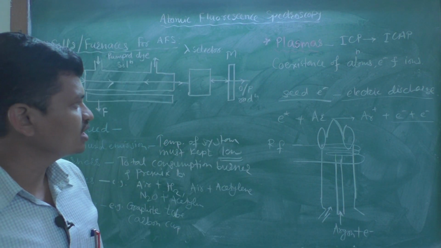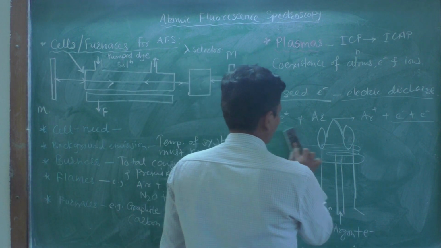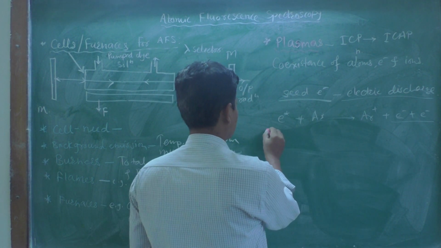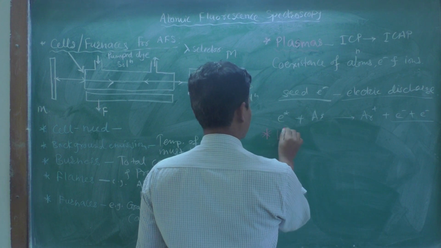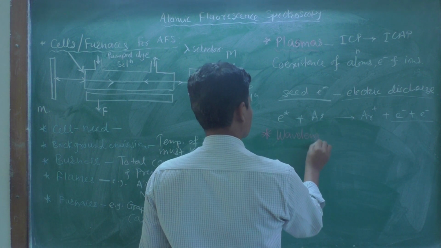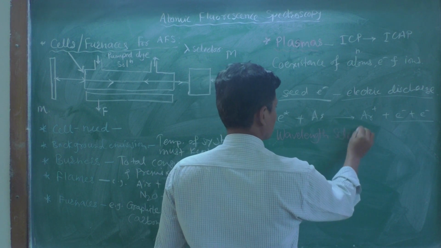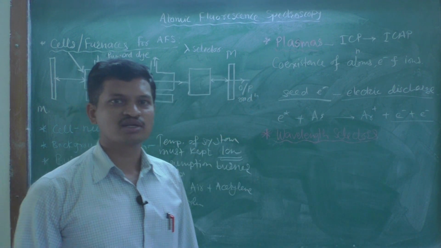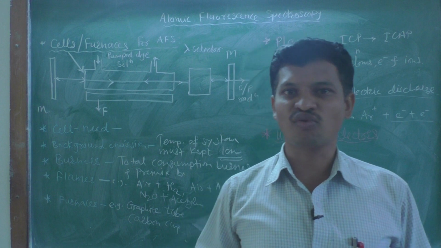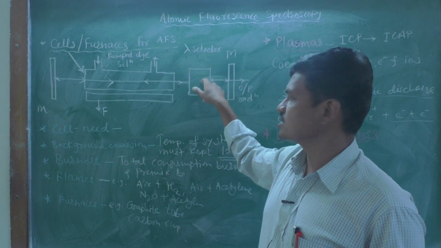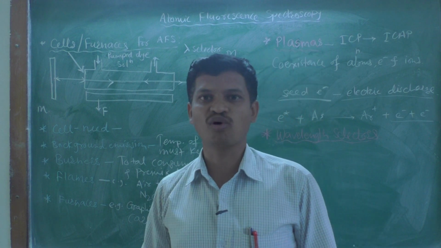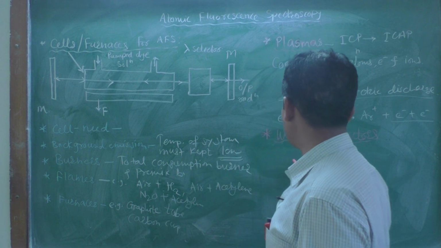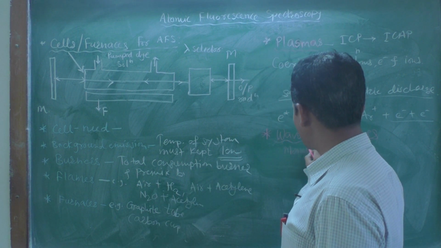Now the next point is the wavelength selector. Which wavelength selectors are used? What is the need of a wavelength selector? We know that wavelength selectors, or lambda selectors, are used for the selection of a particular wavelength, and for this, generally monochromators are used.